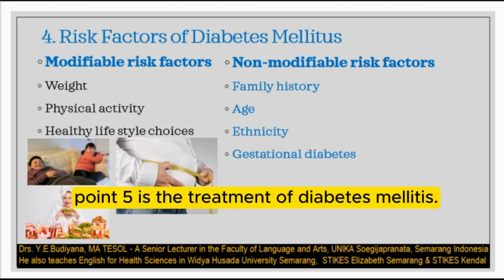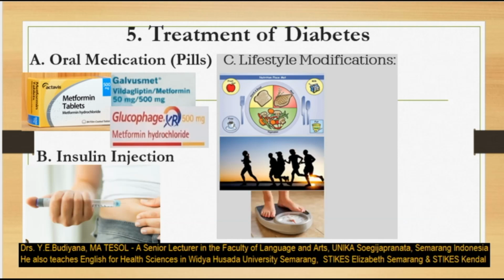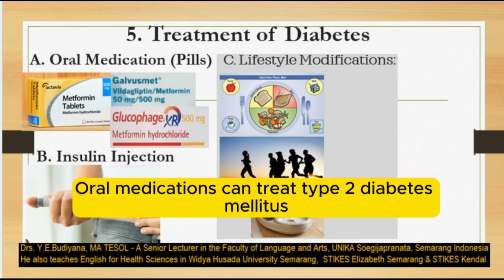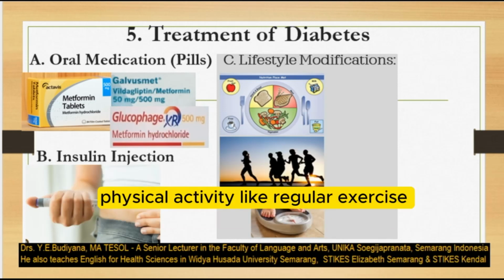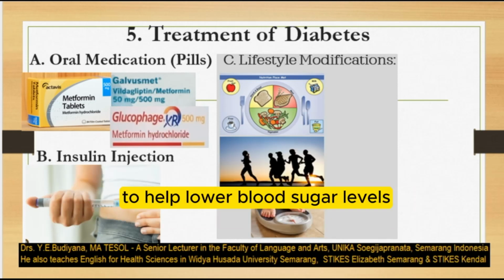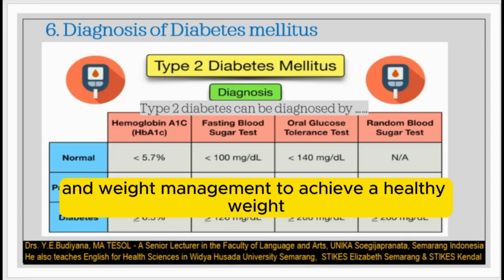Point 5 is the treatment of diabetes mellitus. Type 1 diabetes mellitus can be treated by insulin injection. Oral medications can treat type 2 diabetes mellitus. Lifestyle modifications can also treat diabetes, like a balanced diet with controlled carbohydrate intake, physical activity like regular exercise to help lower blood sugar levels and improve insulin sensitivity, and weight management to achieve a healthy weight.